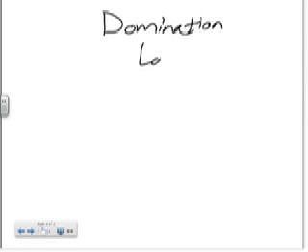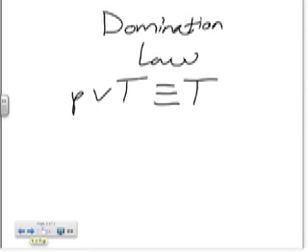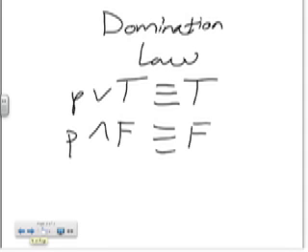The second law is the domination law. It's defined as P or a tautology is equivalent to a tautology. Along the same notion, P and a contradiction is equivalent to a contradiction.